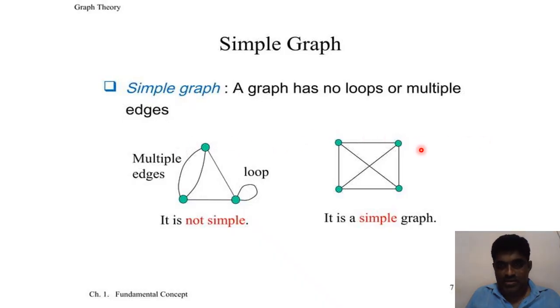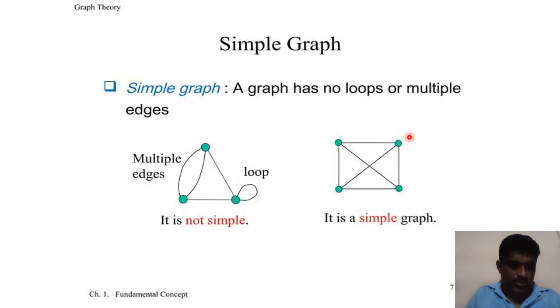So consider the following two graphs. This first graph is called not a simple graph. This graph contains a self loop and multiple edges. So this graph is not a simple graph. Consider this one, it is a simple graph. This graph contains four vertices. There are no loops and there are no multiple edges. So this graph is called a simple graph.